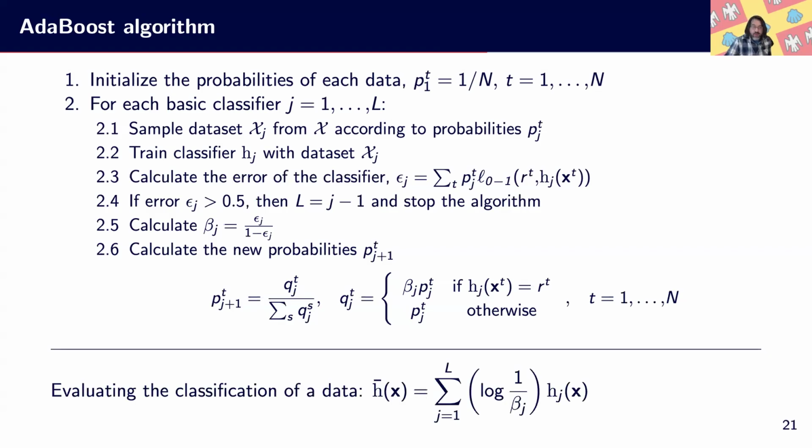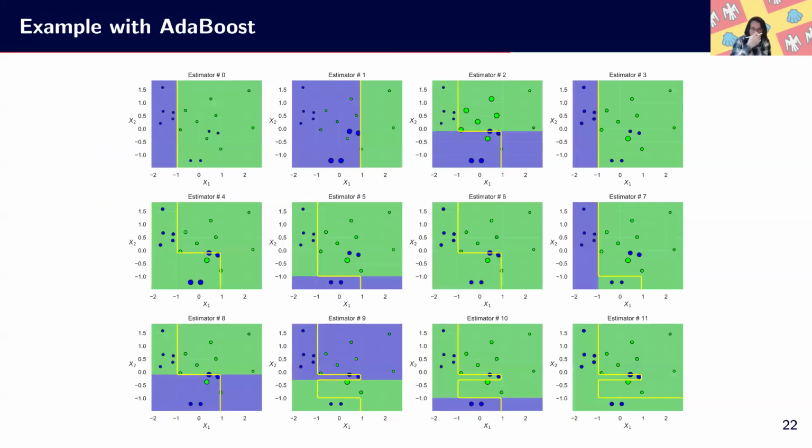In the end, once we have a trained model, we evaluate the classification of a data point that way. We have the ensemble decision, and we make a weighted vote, where the weight is log 1 over beta j. So that depends on this beta. That is the weight we use for making our decision. So it looks that way.